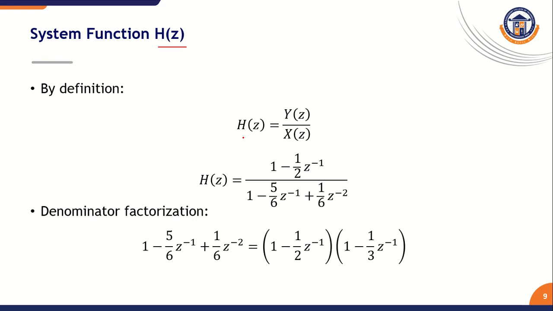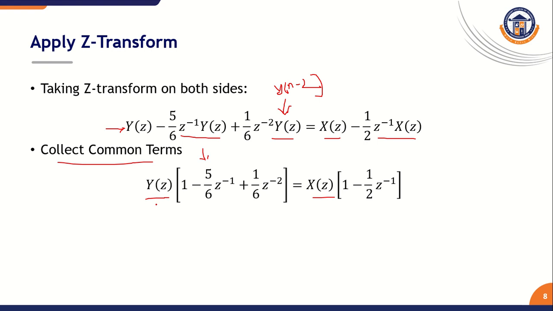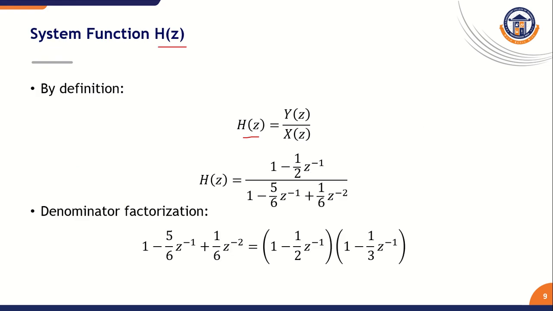By definition, we know H of z is equal to capital Y of z divided by capital X of z. So we have to adjust this equation so that capital Y of z divided by capital X of z comes on the left-hand side, and the other terms go to the right-hand side. Similarly, the system function H of z is equal to 1 minus 1 by 2 into z power minus 1, divided by 1 minus 5 by 6 z power minus 1 plus 1 by 6 into z power minus 2.